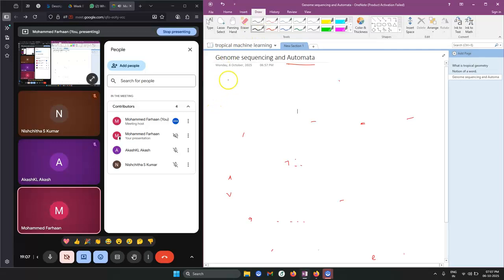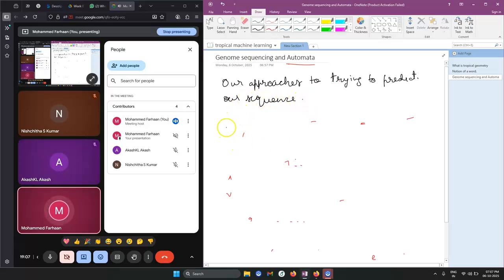Okay, good. So now we are going to talk about our approaches in this project to trying to predict our genome sequence. And this is where automata theory makes its entry.